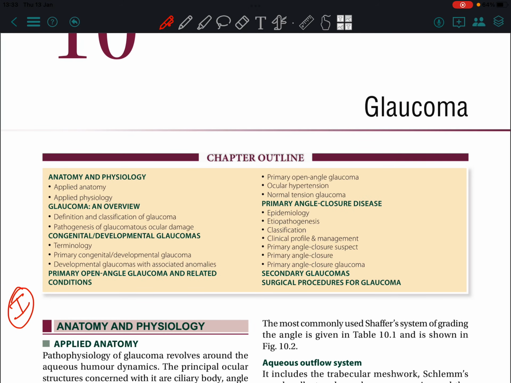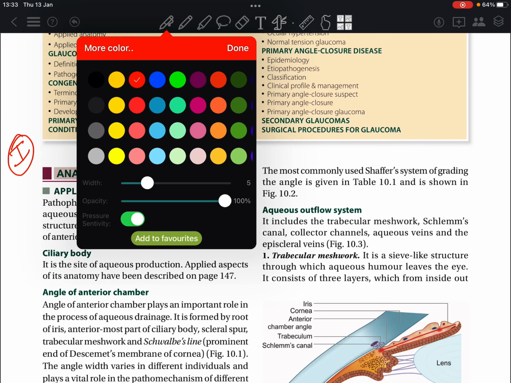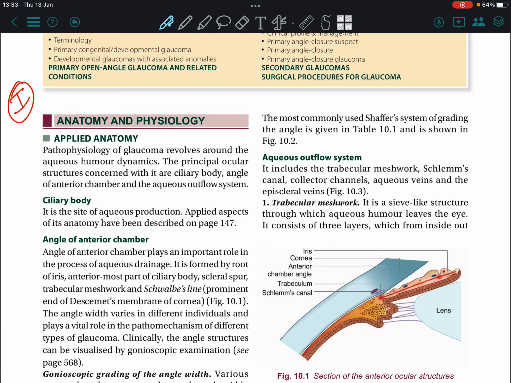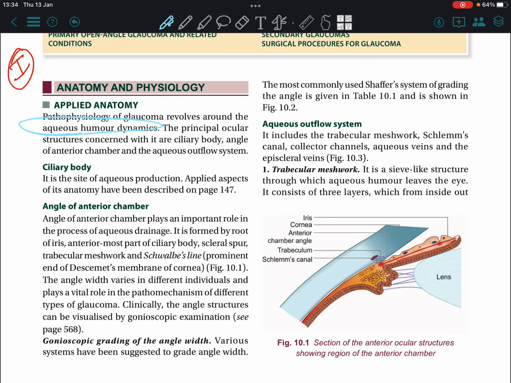Let's see about glaucoma. First, let's see the applied anatomy and physiology of glaucoma. The pathophysiology of glaucoma revolves around aqueous humor dynamics. It's mainly based on aqueous humor dynamics. The principal ocular structures concerned are the ciliary body, angle of anterior chamber, and aqueous outflow system.